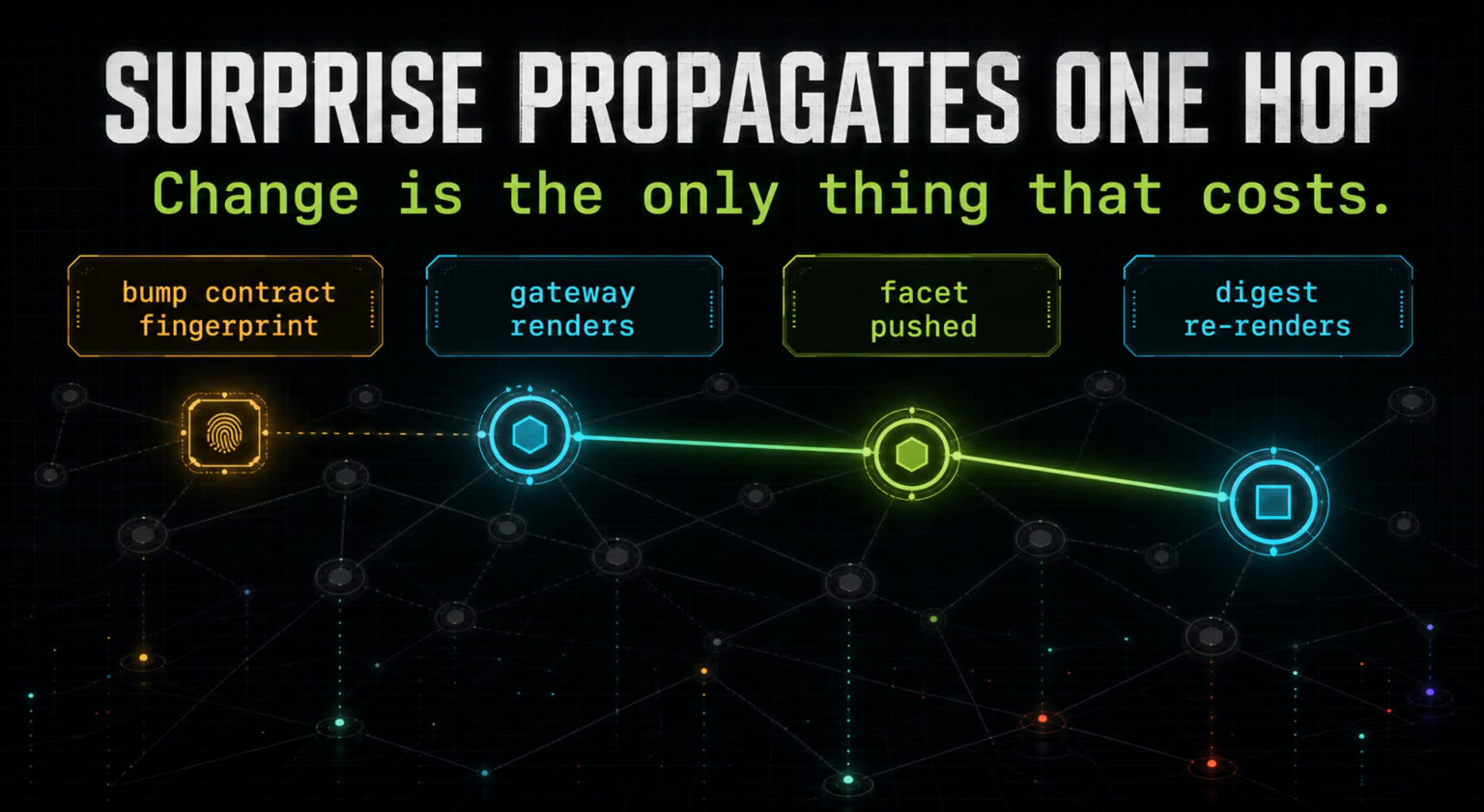After that quiet wake, the third case, where you actually force a render. To do it, you move the memo key on purpose. You bump the gateway's contract fingerprint over the same ledger. So you are simulating a real change by moving the thing the key watches. Yeah. The fingerprint moves, so the gateway has to render. That pushes the facet the digest subscribes to, so the digest re-renders. The surprise propagates exactly one hop. One hop. Oh, wow. So it does not rerun the universe. It follows the one edge that actually changed. And change is the only thing that costs. Now you can see the marquee claim in motion. Spend tracked, the one real edit, nothing else.